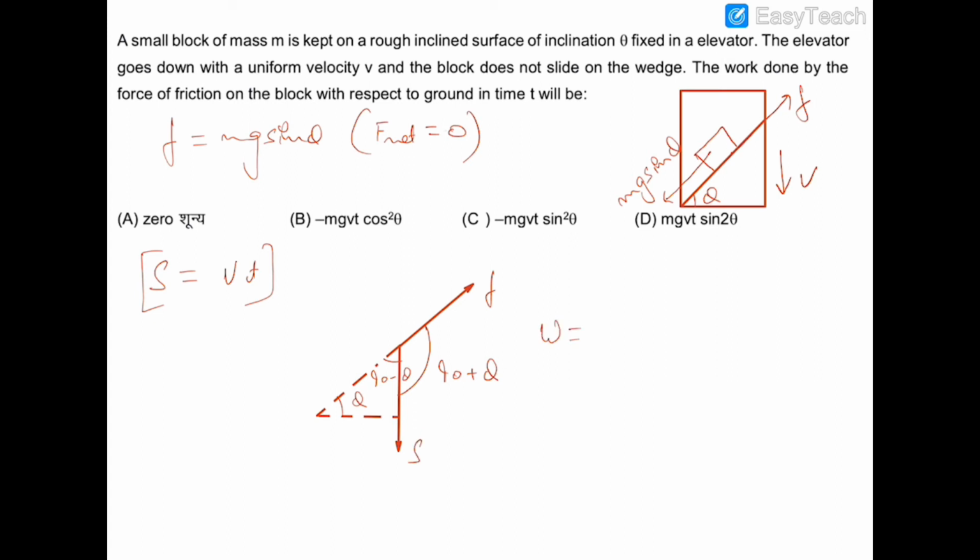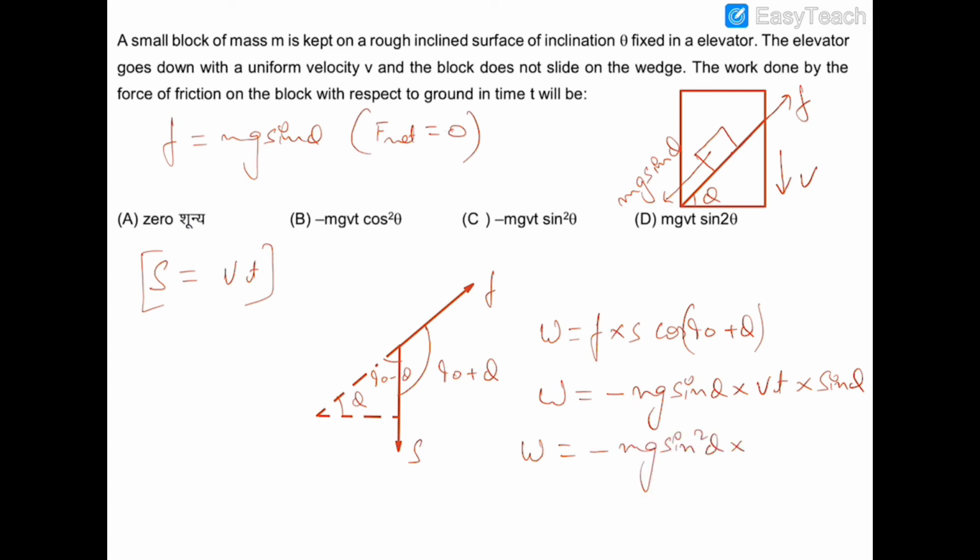So the work done will be F into S into cos(90 plus theta). Now cos(90 plus theta) will be minus sin theta in the second quadrant. So it is minus F, which is equal to mg sin theta, into S, which is equal to Vt, into sin theta. So work done will be minus mg sin square theta into Vt. So this is the option number C. Now we move on to the next question.